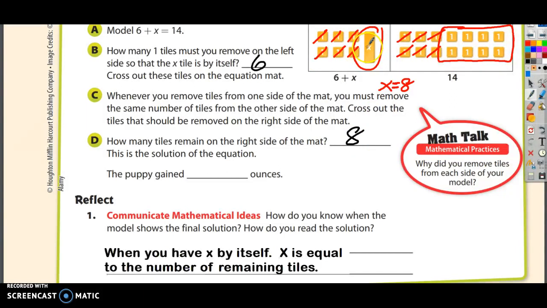When x is all by itself, however many tiles are over here is the answer. x equals 8. The puppy gained 8 ounces. And then we check by putting 8 right here instead of x, and then we check our work. Is 6 plus 8 equals 14? It is. Therefore, we got the right answer.